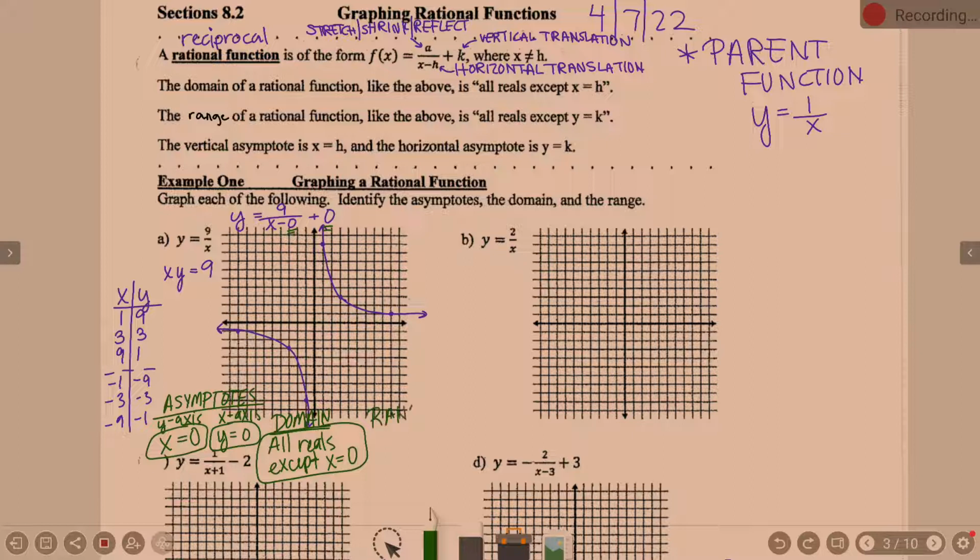Guess what I'm going to do for range? Range is all reals except y equals k. Range is how far up and down does my graph go? My graph goes infinitely up, infinitely down, except where does my graph not touch? 0. At y equals 0, right there at that horizontal axis. So my range is going to be all reals except y equals 0. Domain and range will always have that form.